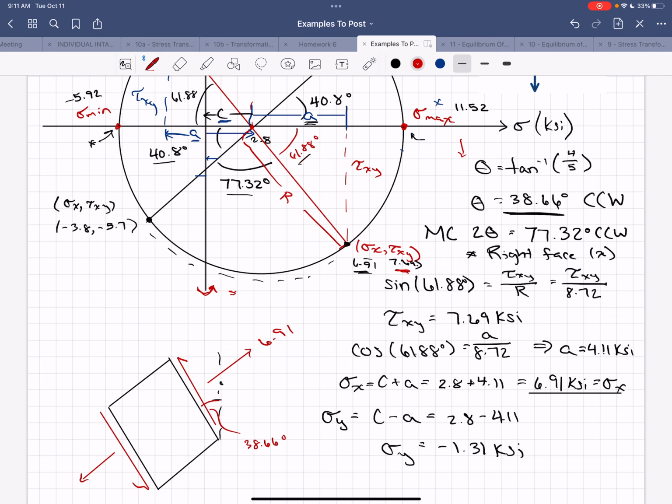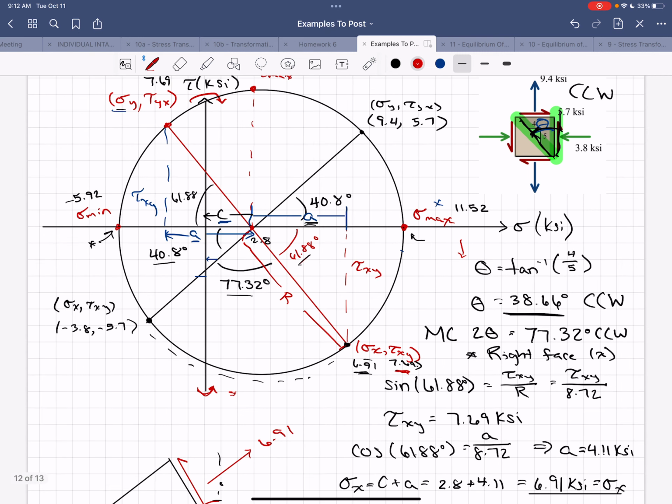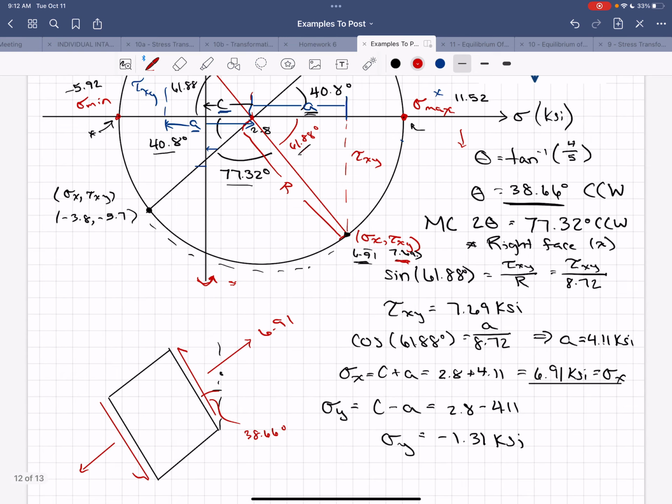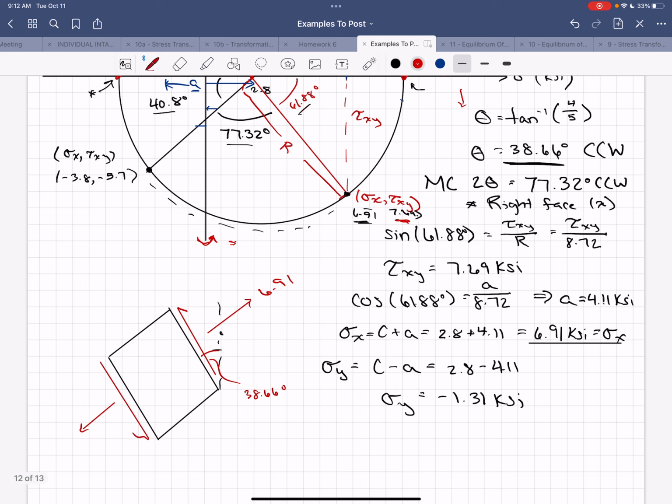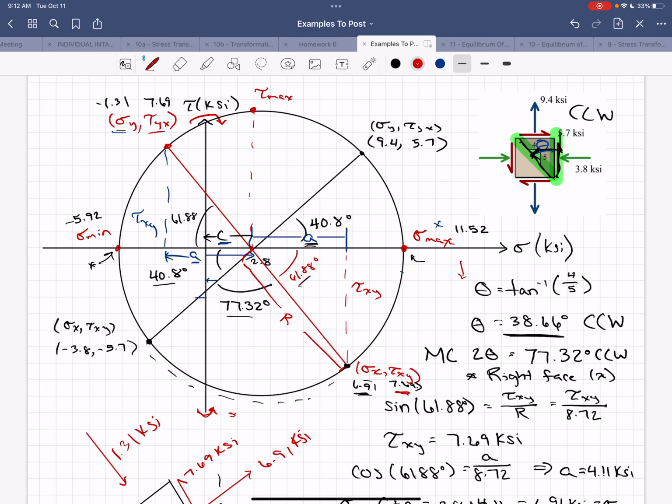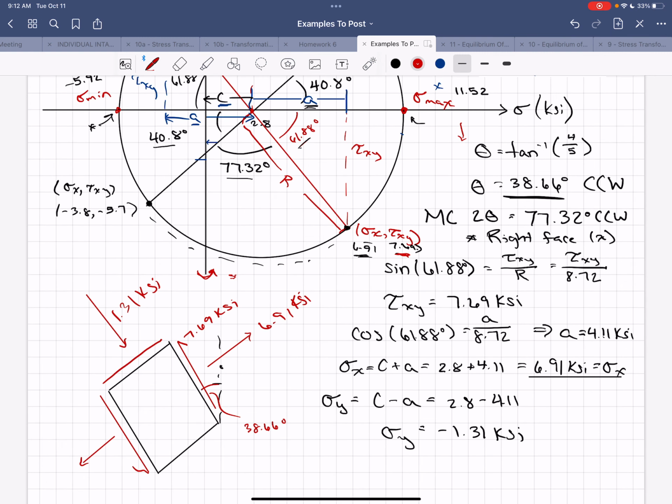Now we could just match our arrows, but we're going to look at sigma y. Sigma y, we found out, was negative 1.31. So that's going to be in compression. (1.31 KSI). It's KSI. And this is 7.69 KSI. And then if we look at this shear stress, it's going to rotate it in the clockwise direction. So everything's working out. Our tails are matching and our arrows are matching. And then we draw compression there. Whew, all right.